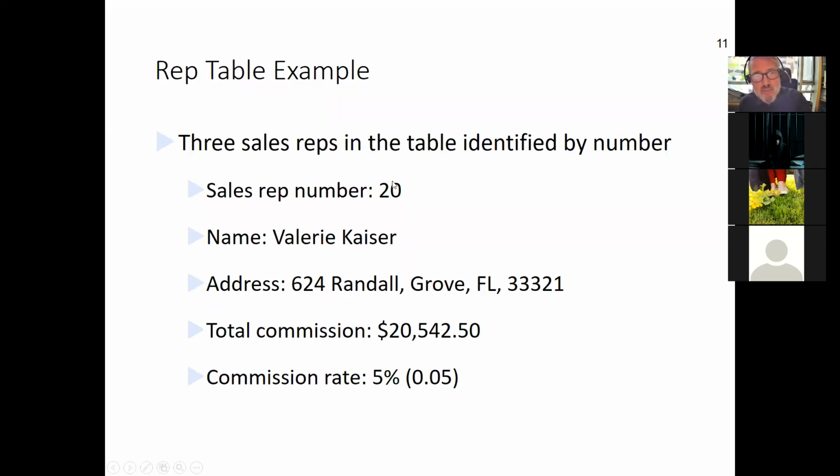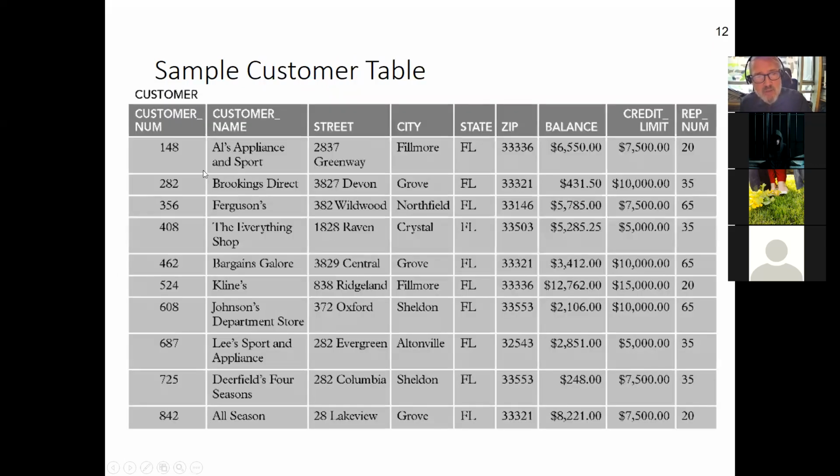So, three sales reps in the table. If we're looking at one of those sales reps, Valerie Kaiser, we'd find out all that information. I just looked at that with you. The next table that we're looking at here quickly is the customer table.